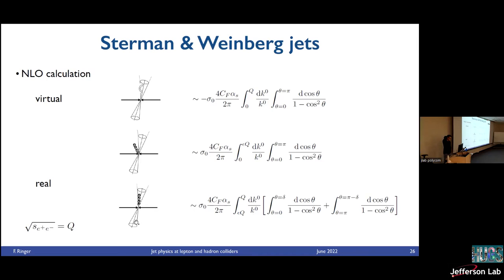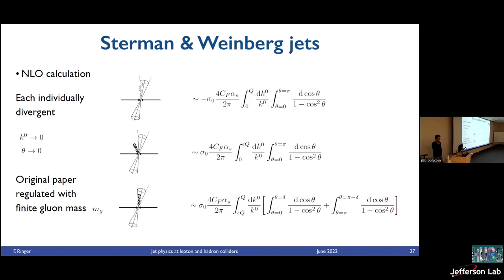So we have the virtual correction and the real correction. And of course, all of those are individually divergent, right? If I consider, for example, the virtual correction and I want to integrate that down to zero, then I have a problem because it's a one over k naught divergence. The same appears for the integral over the angle theta. If I evaluate 1/(1 - cosine squared theta) at zero, or if I evaluate it at pi, I will always get divergences. So each individual contribution here is definitely divergent.